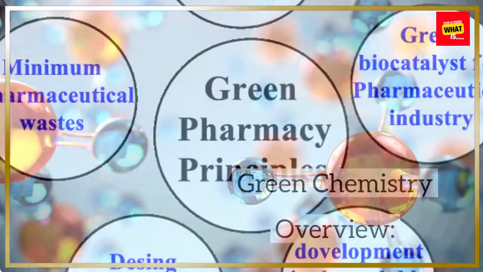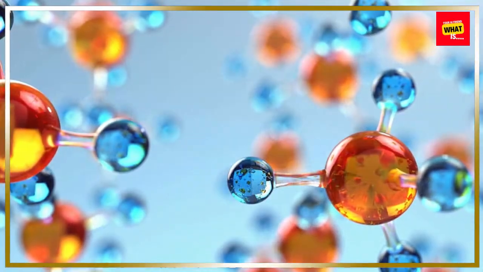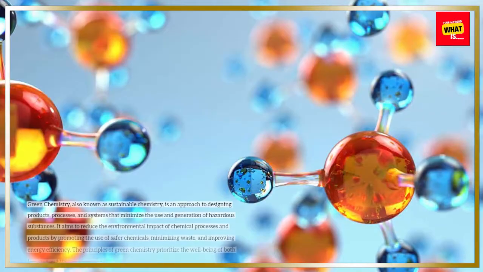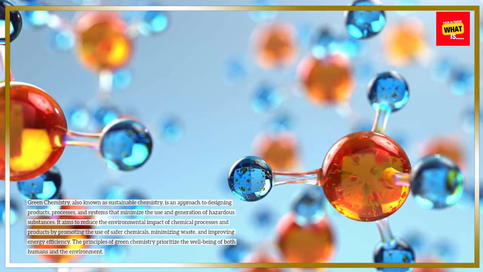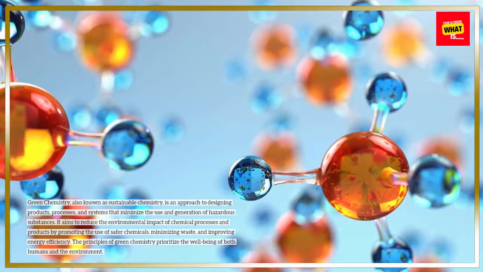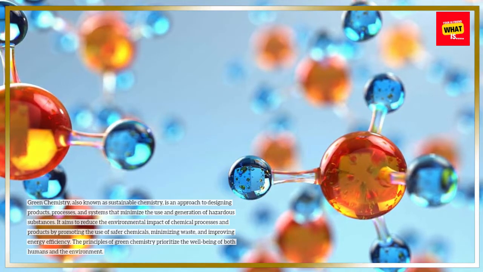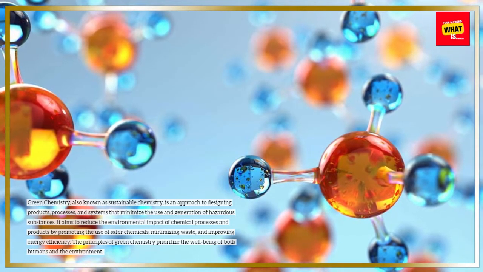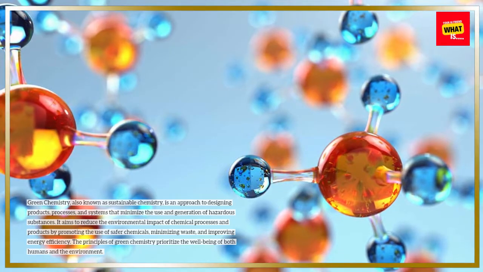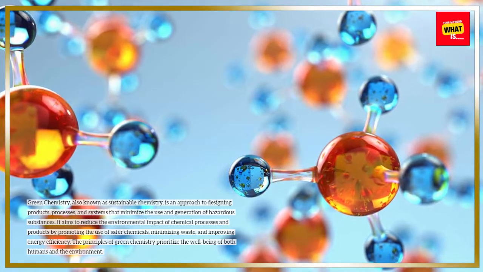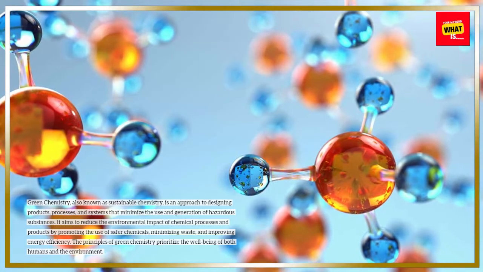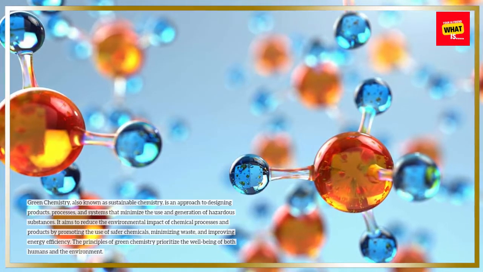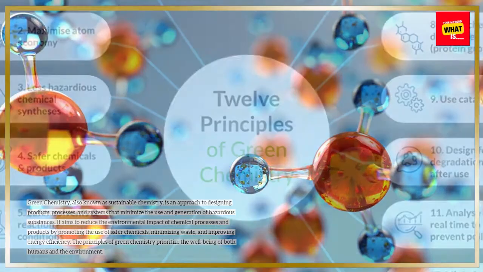Green Chemistry Overview. Green chemistry, also known as sustainable chemistry, is an approach to designing products, processes, and systems that minimize the use and generation of hazardous substances. It aims to reduce the environmental impact of chemical processes and products by promoting the use of safer chemicals, minimizing waste, and improving energy efficiency. The principles of green chemistry prioritize the well-being of both humans and the environment.